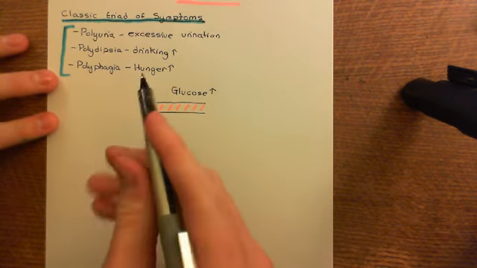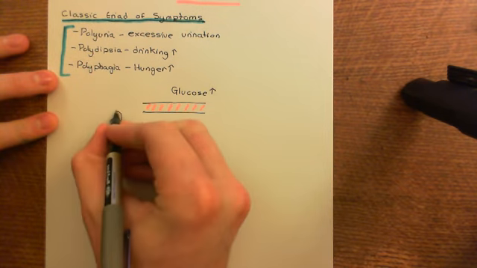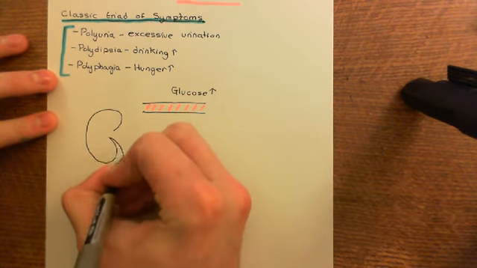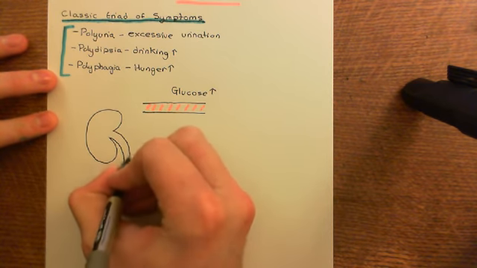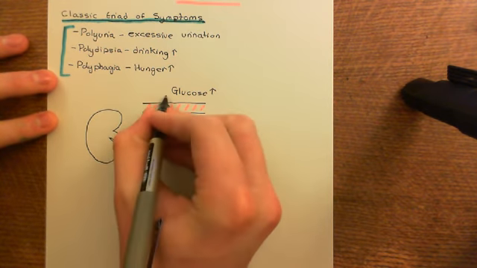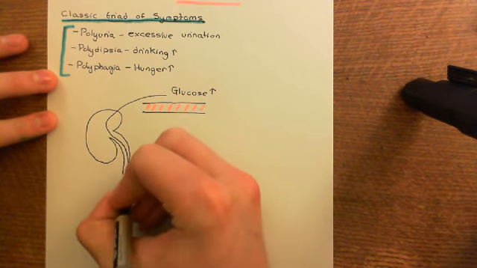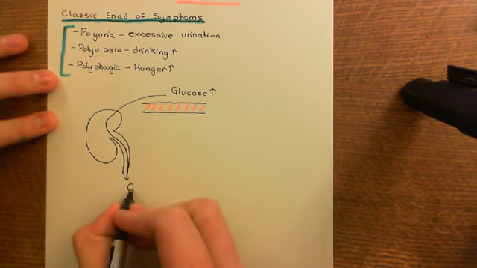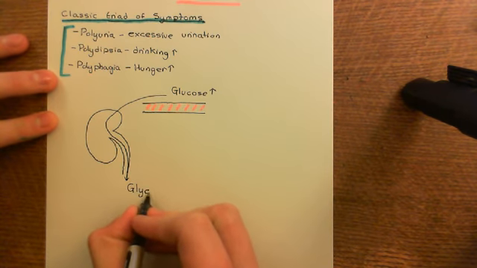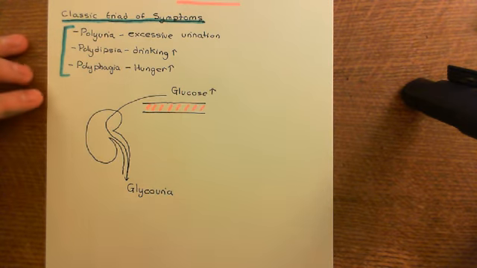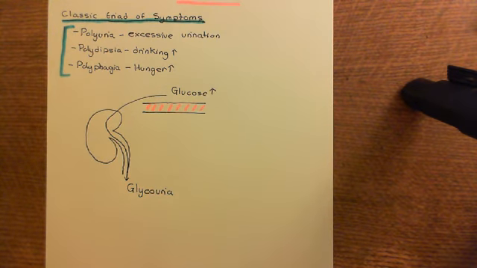So, let me draw a picture of the kidney then. We'll have our one kidney here, and here is the ureter, taking the urine away. Basically what's going to happen is glucose is going to start being excreted by the kidney into the urine. Now this is a symptom known as glycosuria. So when you start getting glucose in the urine, that's called glycosuria.